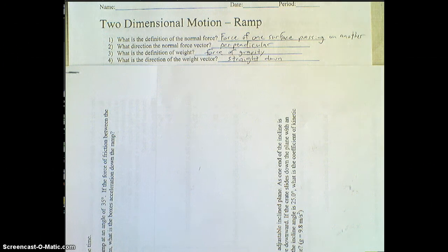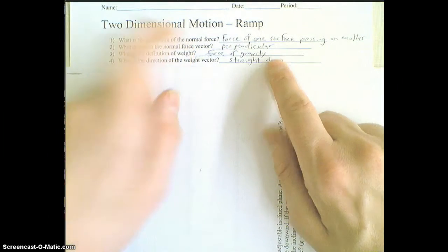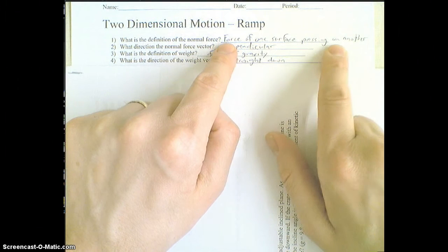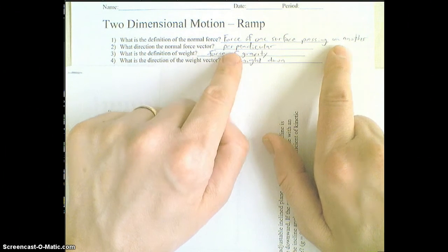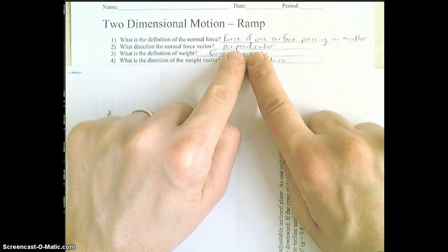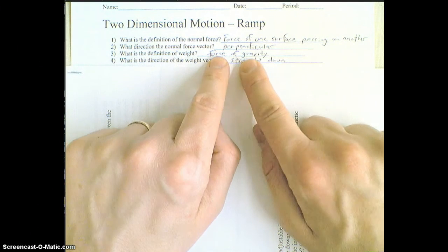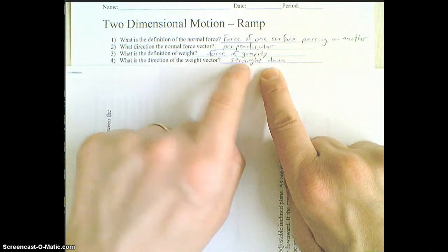So we have some definitions here. The normal force, when one surface presses against another, it's the force of the one surface pressing back on another. It's always going to be perpendicular to the surface. Definition of weight is the force of gravity, and it's always going to be straight down.